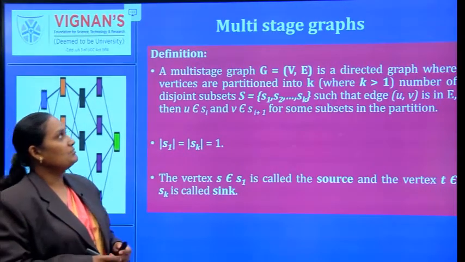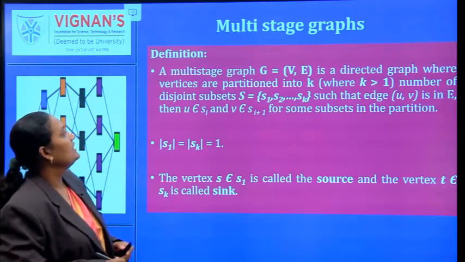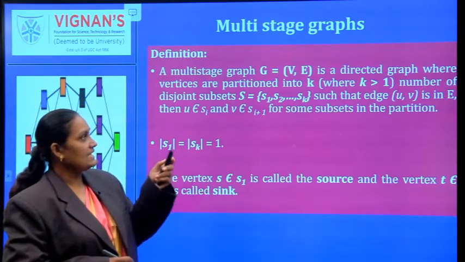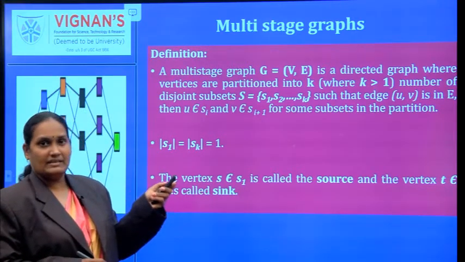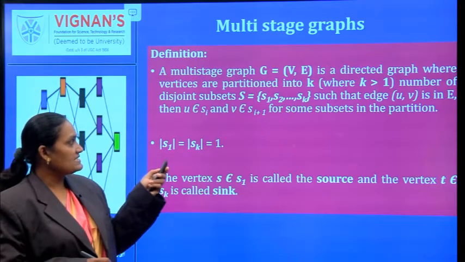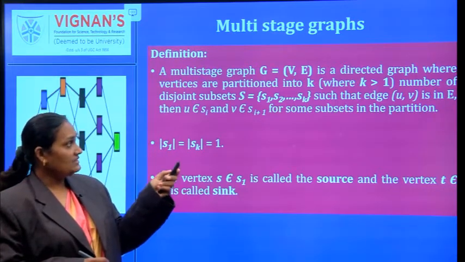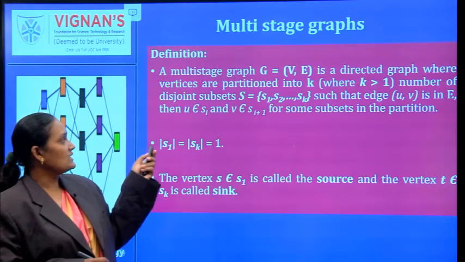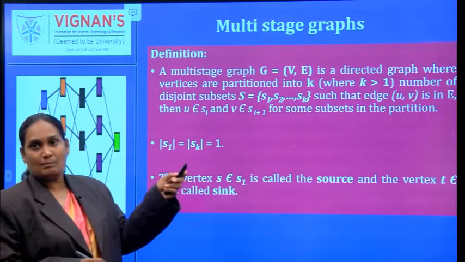Coming to what a multi-stage graph is, let us see the definition. A multi-stage graph G = (V, E) is a directed graph where the vertices are partitioned into K disjoint subsets, where K is greater than 1. S = S1, S2, and so on up to Sk, such that if edge (U, V) is in E, then U belongs to Si and V belongs to Si+1 for some subsets in the partition.